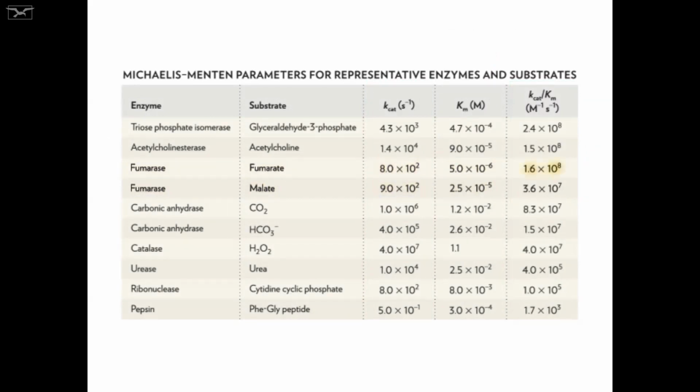This results in a specificity constant for fumarate that is about 4 times higher for the enzyme than when malate is the substrate. This higher efficiency means that fumarate is the preferred substrate of the enzyme.